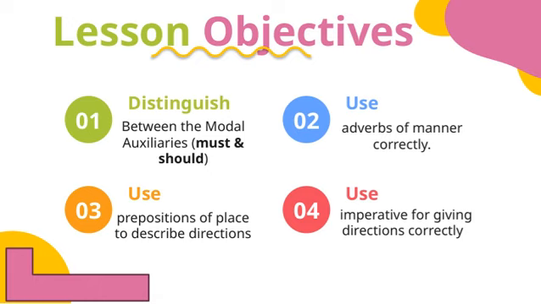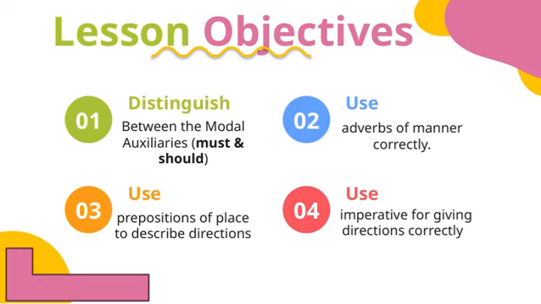And finally, we'll review prepositions of place. These words are crucial for describing locations and directions accurately, ensuring our instructions are easy to follow. By mastering these points, you'll be able to give directions confidently and clearly, which ties directly into our overall theme of effective communication.